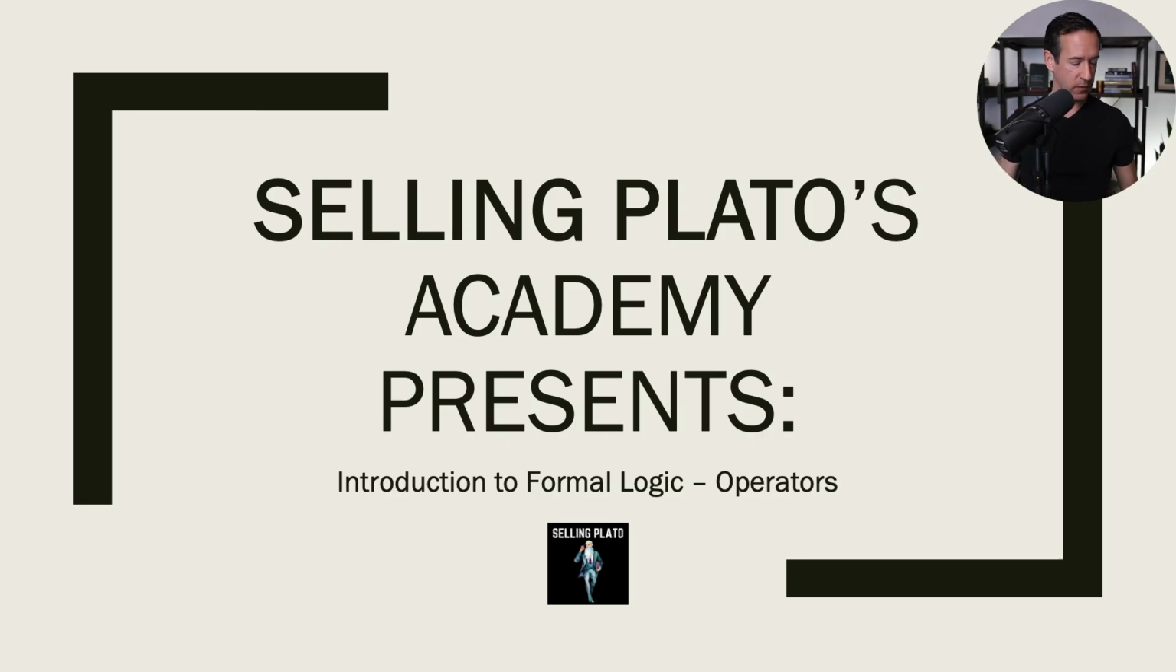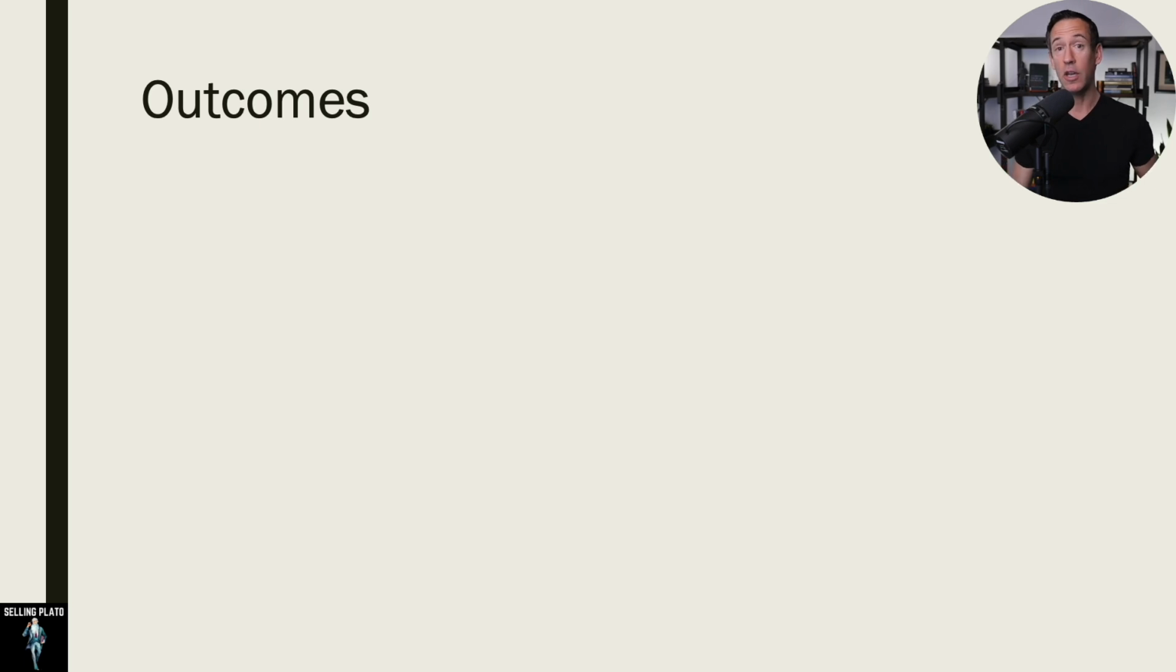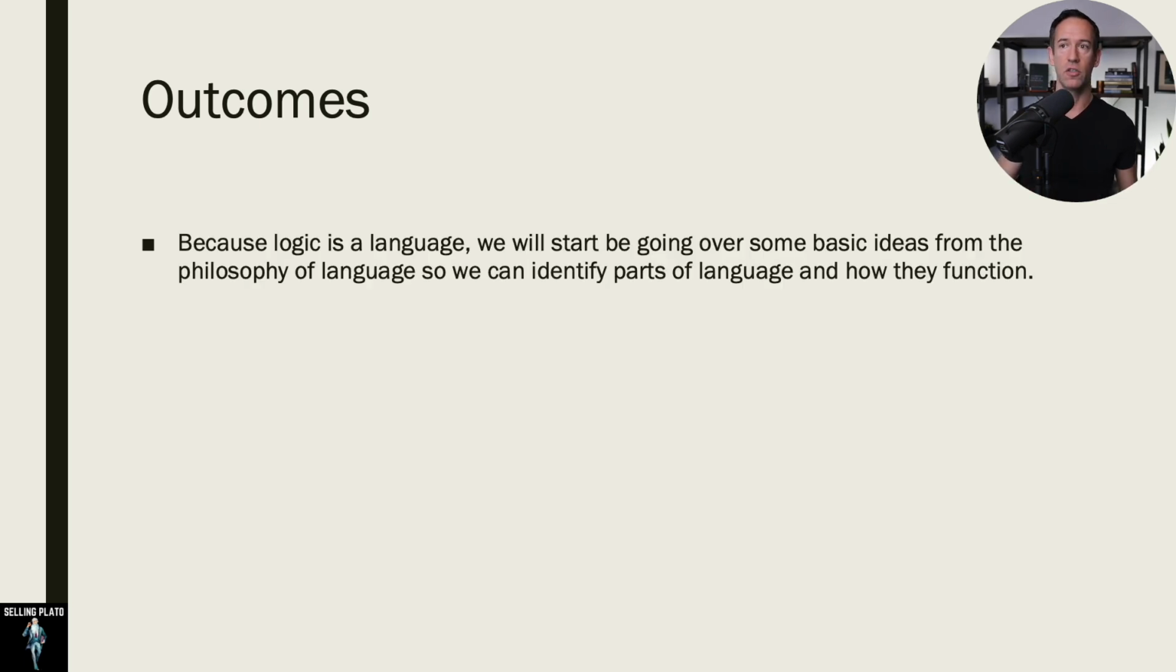So let's get started. Let's look at the outcomes that you can expect from this lesson. There are just a few. Because logic is expressed through a language, we'll start by going over some basic ideas from the philosophy of language so that we can identify the parts of language that we're talking about and how they function. You'll see as we develop this lesson that it's going to be important for us to identify, categorize and label parts of language so that we can easily refer to those parts of this logical language later on. That's what you can expect.